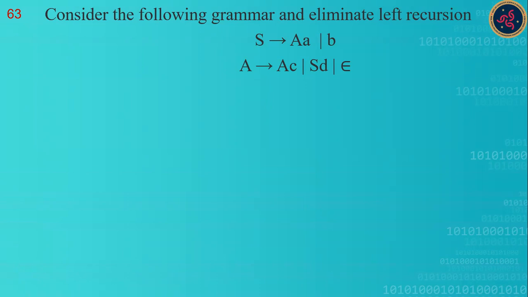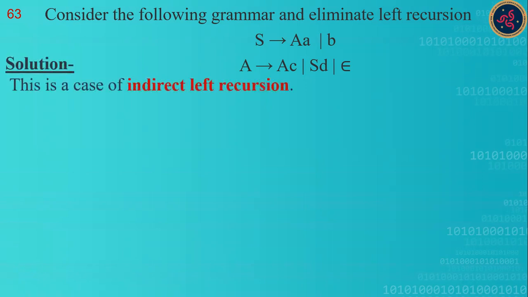So how can you find this out? Find the solution: how can you eliminate the left recursion in these two productions? In this case, it is an indirect left recursion. So where is this indirect left recursion occurring? When we consider the first production, there is no left recursion. When we consider the second production, there is a left recursion, but it is direct. When we consider the second rule of this production, that is A gives S D.